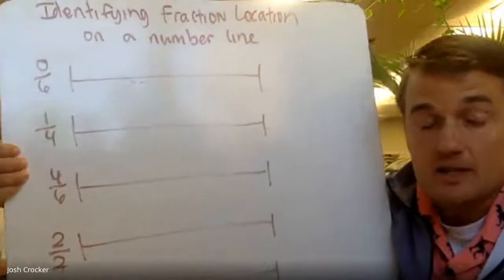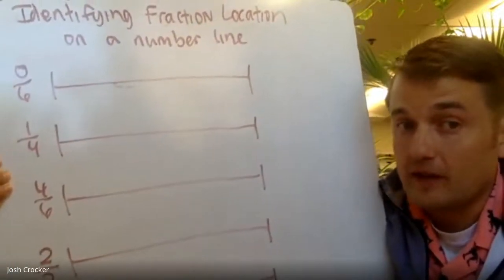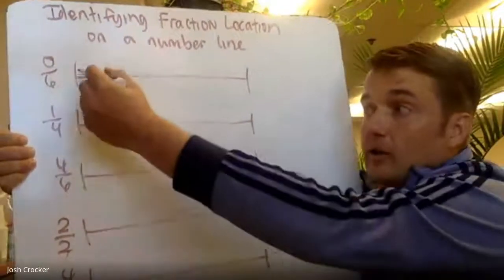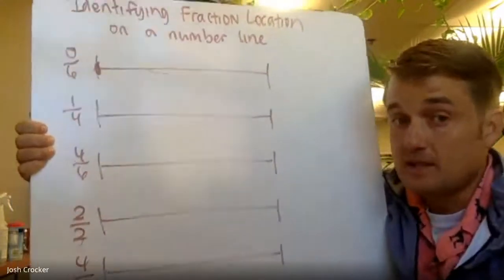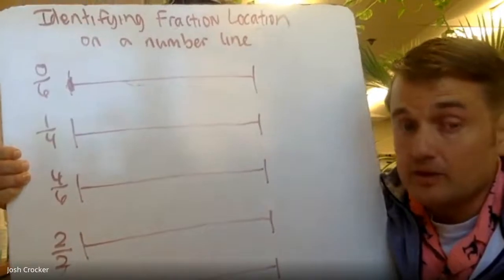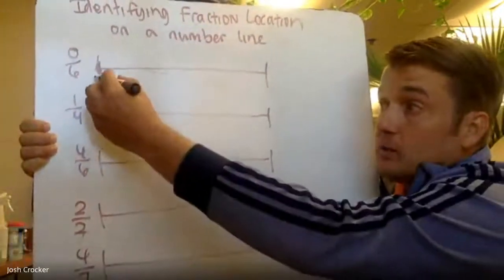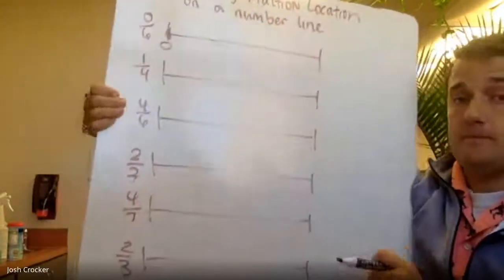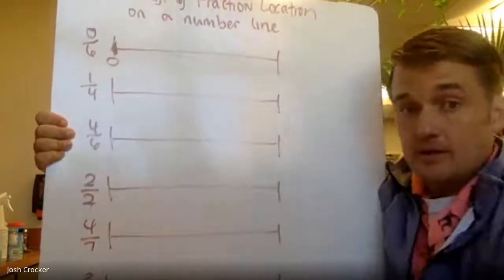So 0/6 is actually pretty easy to find on a number line. Any fraction that has 0 as a numerator is always going to be all the way over here at 0. Okay, so 0 over anything: 0 halves, 0 thirds, 0 fourths, 0 20ths. They are all just equal to 0. Okay, so remember that. 0 over anything is 0.